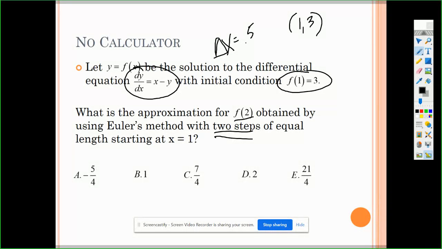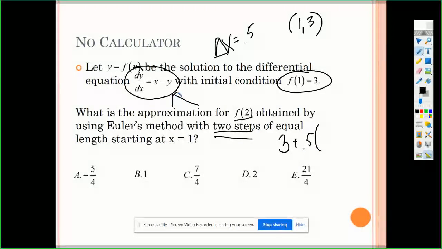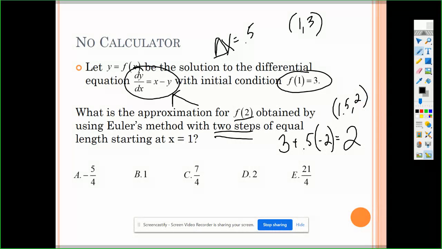So I'm starting at 1, 3, excuse me. So my y value is 3, plus my step size is 1/2, times what I get when I put 1, 3 into my differential equation. So when I put 1, 3 into my differential equation, I get 1 minus 3, which is -2. So I get 3 plus half of -2 is -1. So 3 plus -1 is 2. So now I'm at the point 1.5, 2.